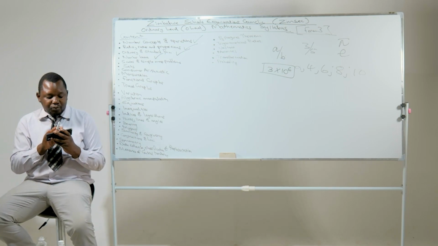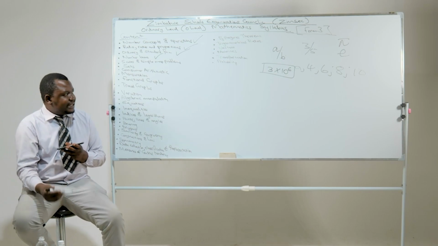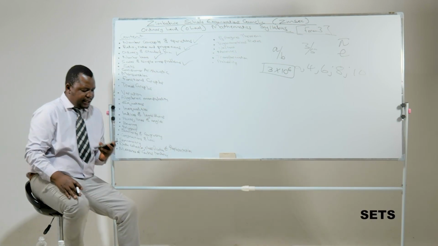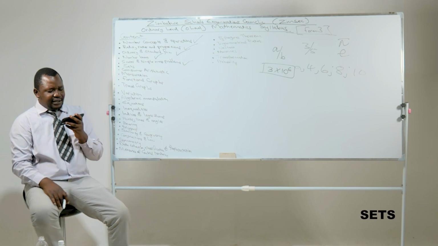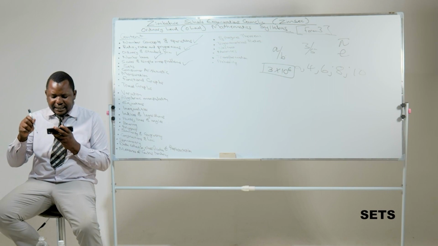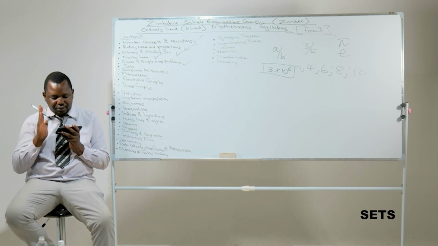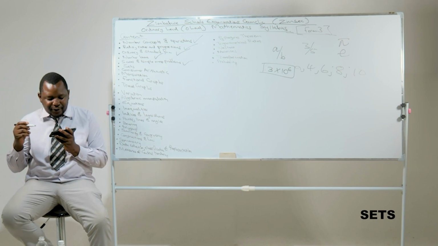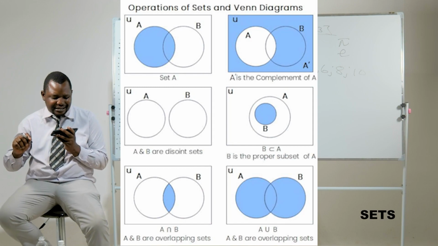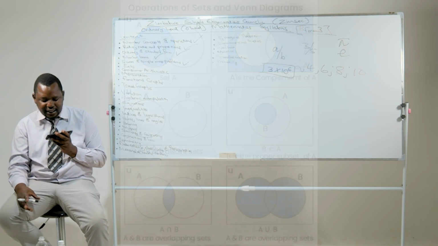Next concept is sets. A set is a collection of objects. Under sets, the first concept we are going to discuss, we are going to describe sets using set builder notation. We are supposed to draw Venn diagrams to show a relationship between different subsets, and also we are going to solve problems using Venn diagrams.